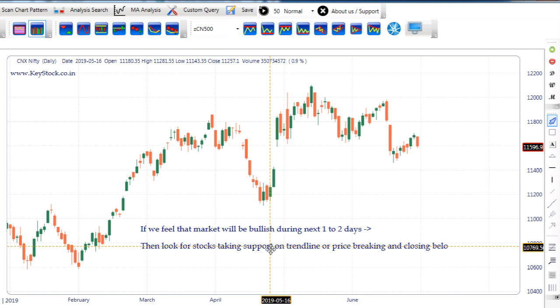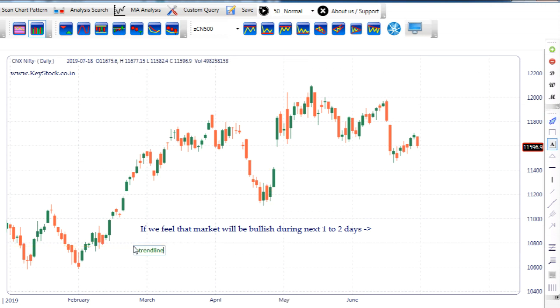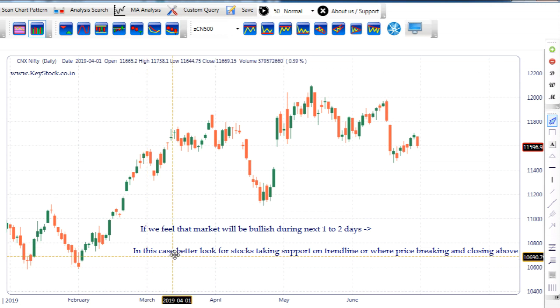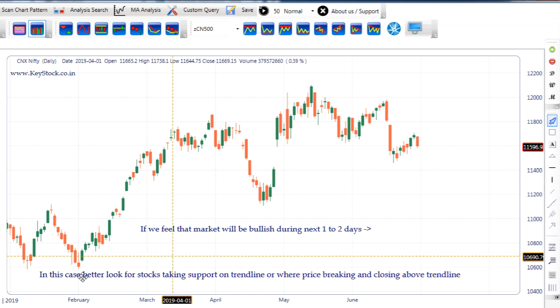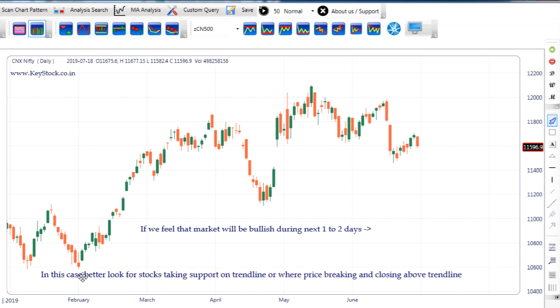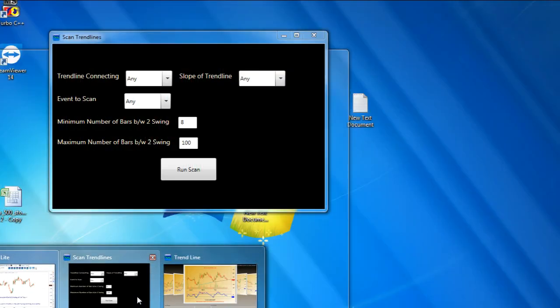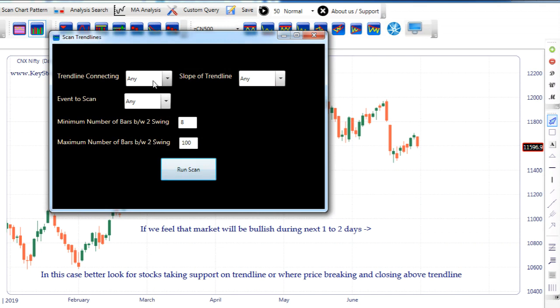So far we have understood the types of trend line and slopes of trend line, but how to trade trend lines is also very important. For example, if we feel that the market will be bullish in the next 1-2 days, then we should look either for support, or say stocks where the price is finding support on the trend line, or where the price is breaking on the upside, where the price is breaking and closing above the trend line.